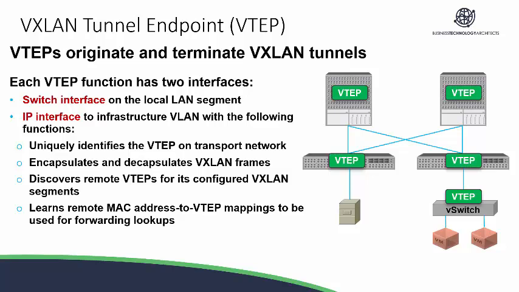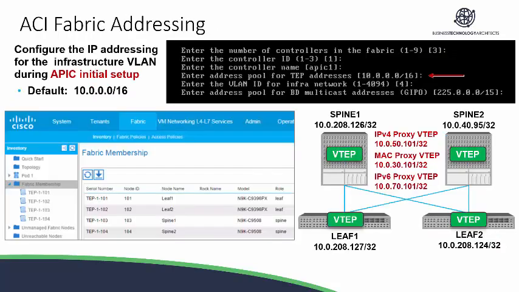So the NVE IP has several functions. It uniquely identifies each VTEP on the transport network on the infrastructure VLAN. It does the encapsulation and de-encapsulation of VXLAN frames. It discovers remote VTEPs and switches for its configured VLAN segments and learns remote MAC to VTEP settings to be used for forwarding lookups. Again, this is the network virtualization edge. It is distributed amongst the fabric and assists the spines to know all of the physical endpoints. And then the spines have their own table for updating and forwarding that data out.